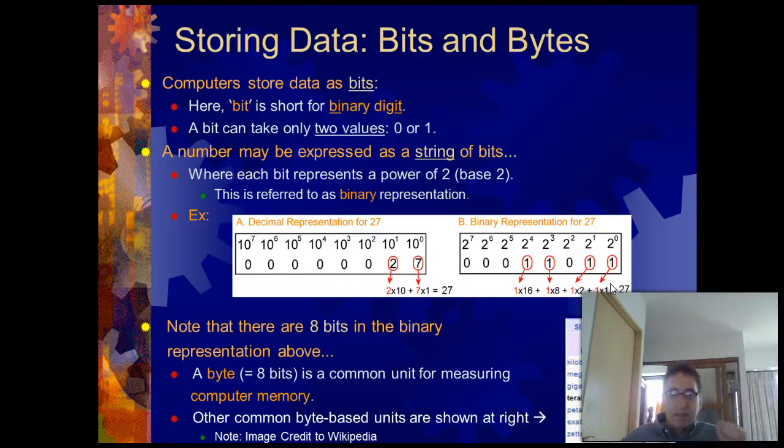Note that there are 8 bits in the binary representation above. In other words, there's 1, 2, 3, 4, 5, 6, 7, 8. These are all zeros, but we'll still look at chunks of 8 of these. And we call 8 bits a byte. So a byte, which equals 8 bits, is a common unit for measuring computer memory. So in computer memory, here we have 8 bits. They're like 8 little circuits that can be either off or on. And so we have 8 of them. We say we have 8 bits.